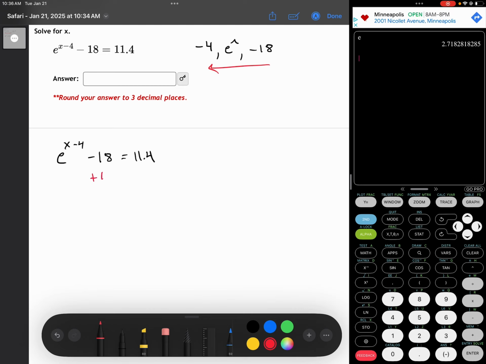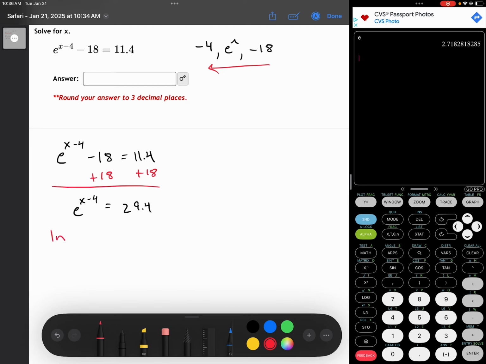So we're going to start by adding 18. You're going to add 18 to both sides here. So you have e to the x minus 4 is equal to 29.4. And now you have an exponential equation. You need to undo that using a logarithm.